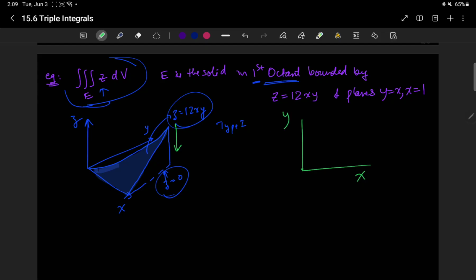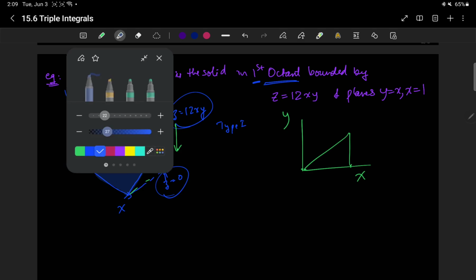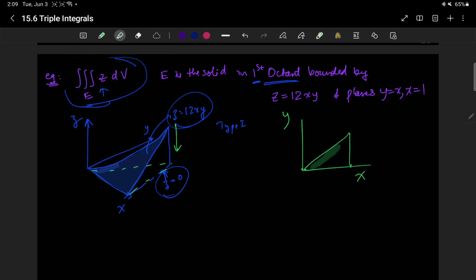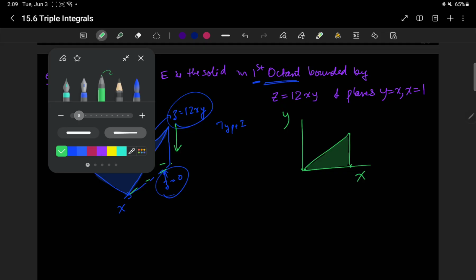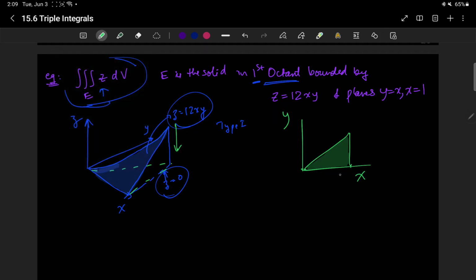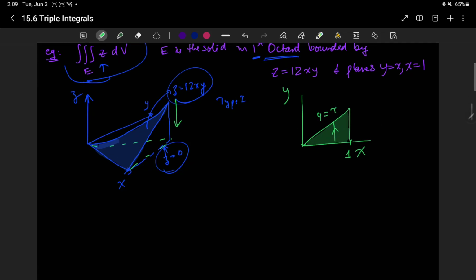So when I project this to the xy axis, if you look at the shadow of this object, the shadow is going to be this triangle. So we'll end up with this, which we call the region D. For uniformity, whenever it's 2-dimensional, we call it D. Whenever it's 3-dimensional, we will use E. And what is this? This is x equals 1 here, and this is y equals x. So we will go from this.